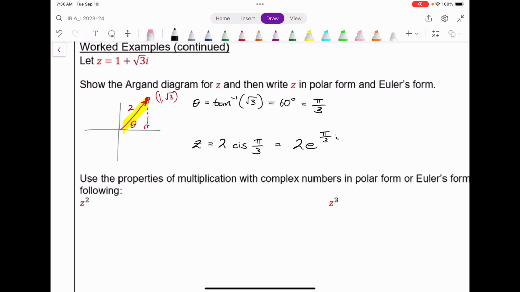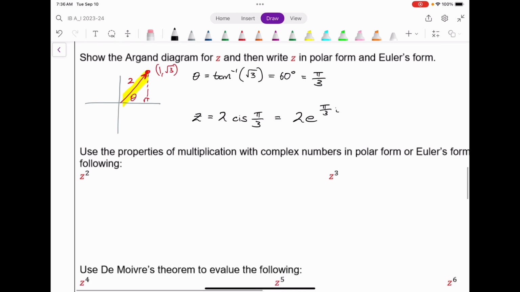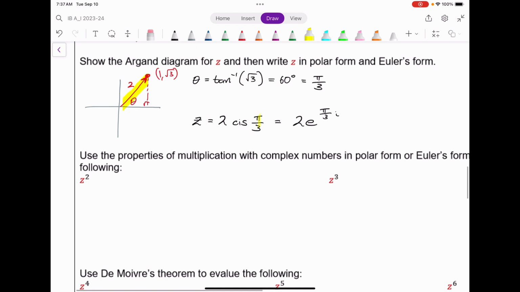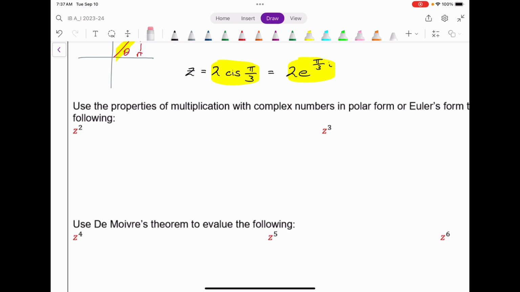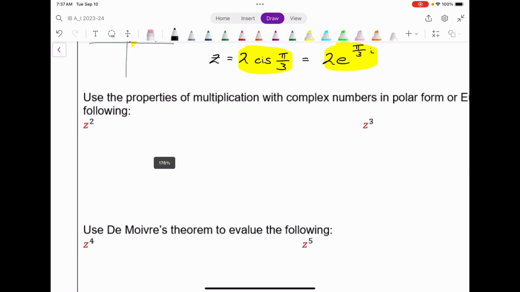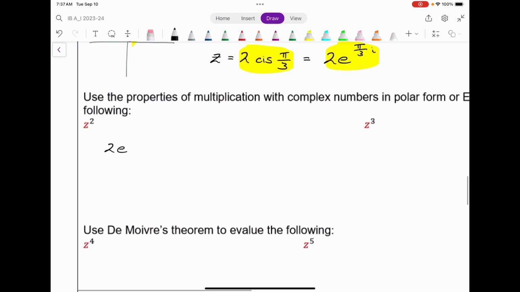Okay, so next, using just the properties of multiplication, let's determine z to the power of 2 and z to the power of 3. Keep in mind for z, it's probably easier for me to use one of these forms than this if I want to square it. So I'm going to go to Euler form again, because e is faster to write out than cis. So in this case, I would just get 2 times e to the pi over 3 i times itself.